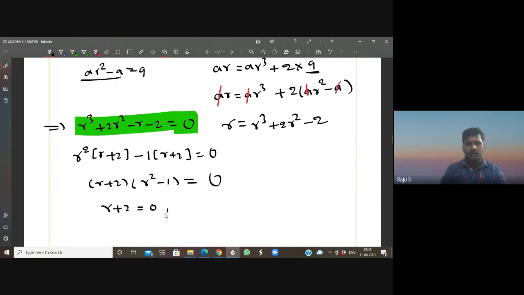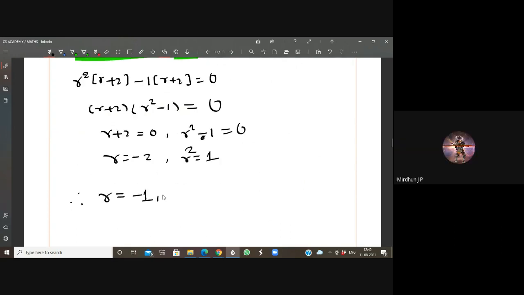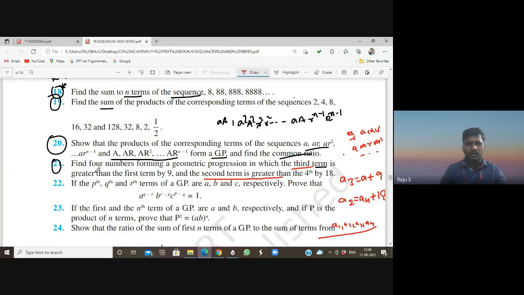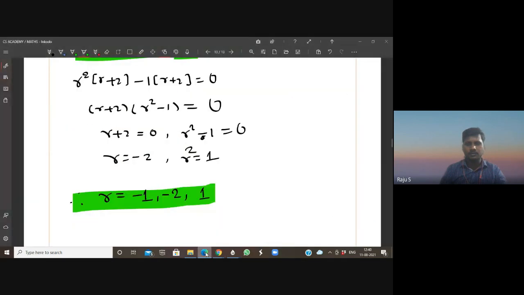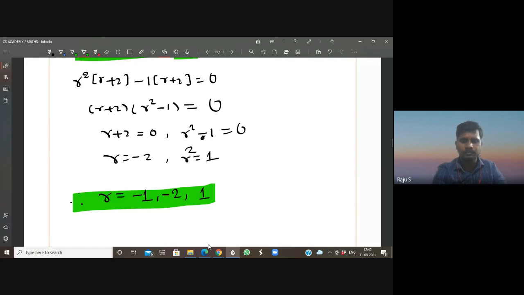So, R plus 2 is equal to 0, or R square minus 1 is equal to 0. So R is equal to minus 2, R is equal to plus 1. Finally, what are the common ratio values? Sir, R equal to minus 2, minus 1, plus 1. Okay, these are the common ratios. The question is find the four terms. What are the four terms? Sir, then we need to find A value also. Yes, A value also. Here we are getting different R values. Sir, we need to substitute three values, sir.